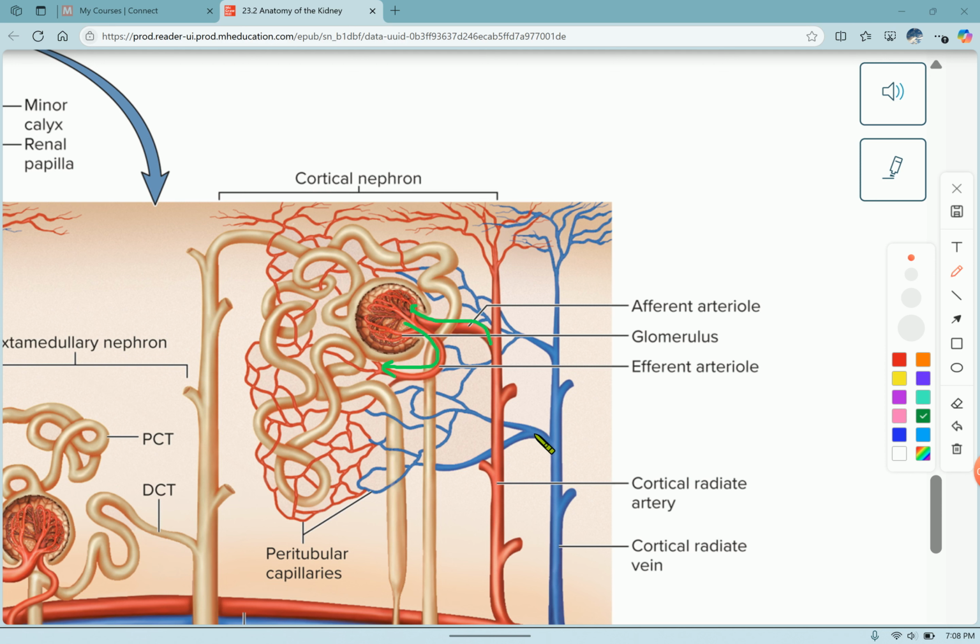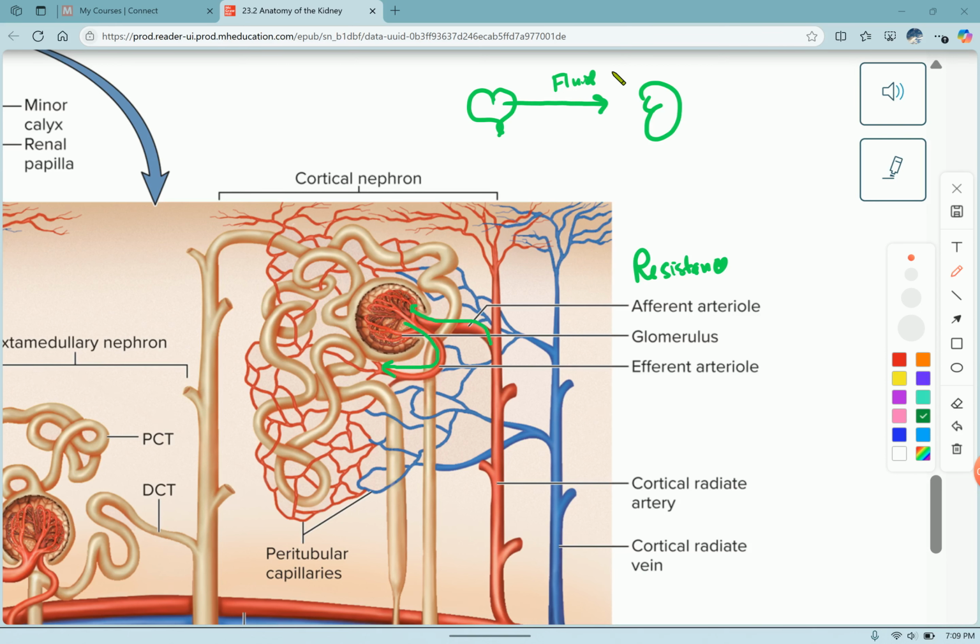Okay, the afferent and efferent arterioles also play a role in blood pressure regulation through resistance. Okay, so that's going to be a key word, resistance. All right, so look at it this way. You have the heart, which is a pump, and it's going to push fluid into the kidneys.